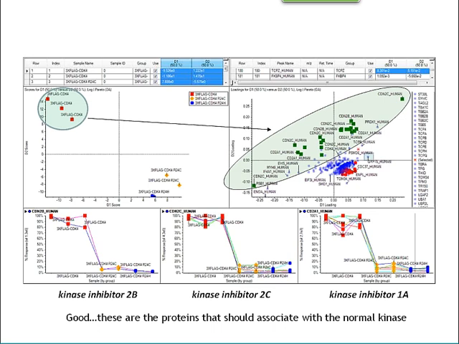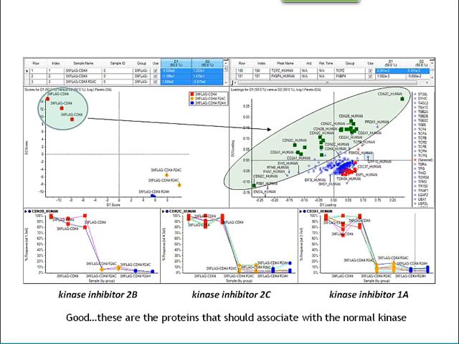In the upper left-hand corner, circled in blue, are what are called biological repeats. Because nature is subtle, we like to see things more than once to be sure that we're seeing something that's real. And this is three biological repeats of the wild type, or normal, kinase. The arrow pointing over to the other side is the SWATH plot that shows you the proteins associated only with the normal or wild type kinase.